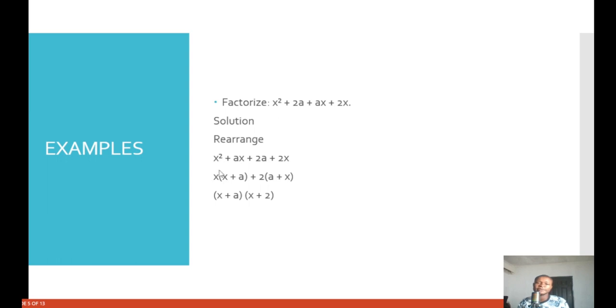So here we have x squared plus ax. You can see that x is common already. I need to bring x out, and here we have 2 that is common. You can see that both brackets now are the same. So whenever we are trying to factorize, we should make sure that the two brackets are the same thing. Then we bring the other one together.